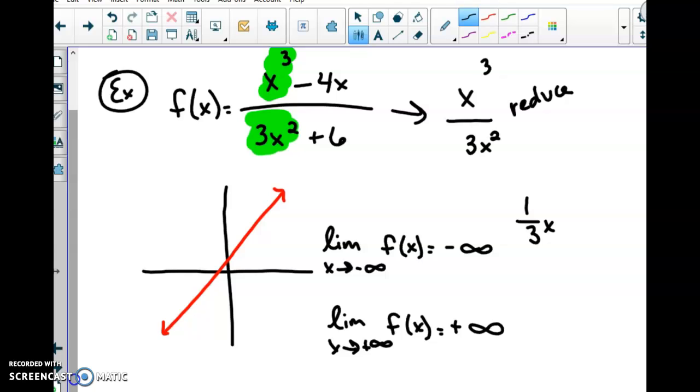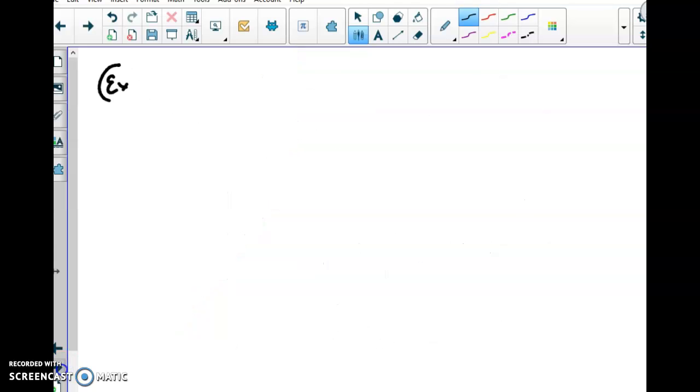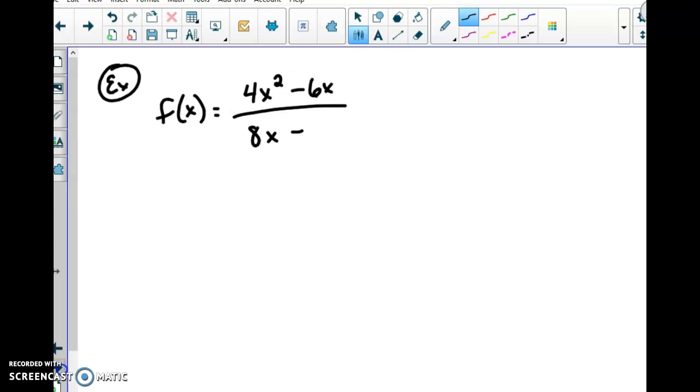Let me show you one more option for our end behavior. Let's say that I have 4x squared minus 6x over 8x plus 12. Again, I don't need to worry about anything else except for these leading coefficients. This is going to go down to, I wanted that, let's change that to a cube. Sorry. 1 over 2x.